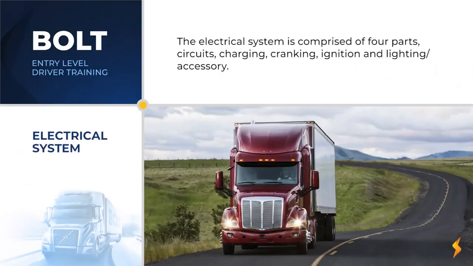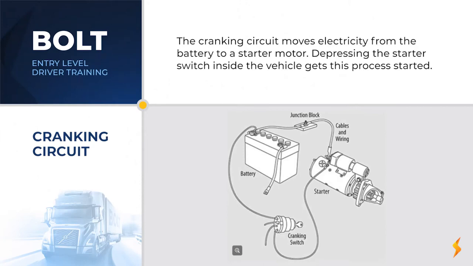The electrical system is comprised of 4 parts: charging, cranking, ignition, and lighting and accessory circuits. The cranking circuit moves electricity from the battery to a starter motor. Depressing the starter switch inside the vehicle gets this process started.